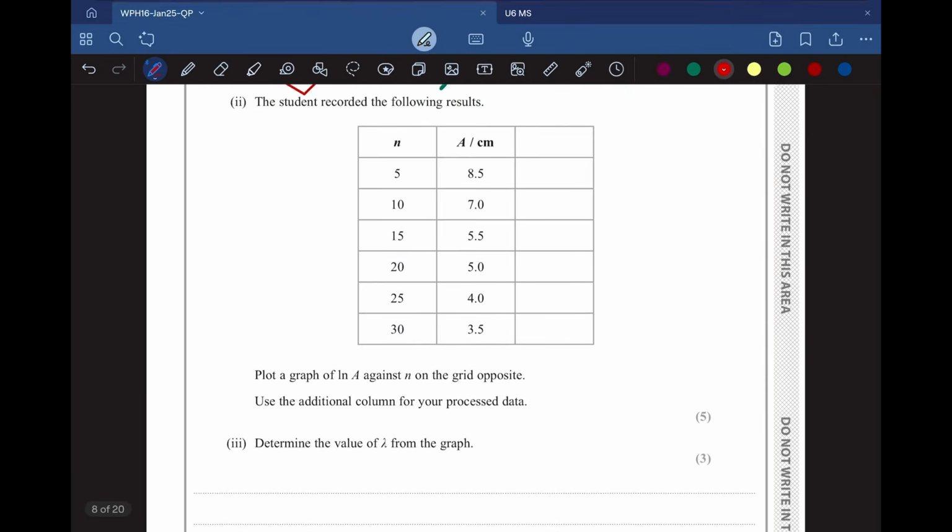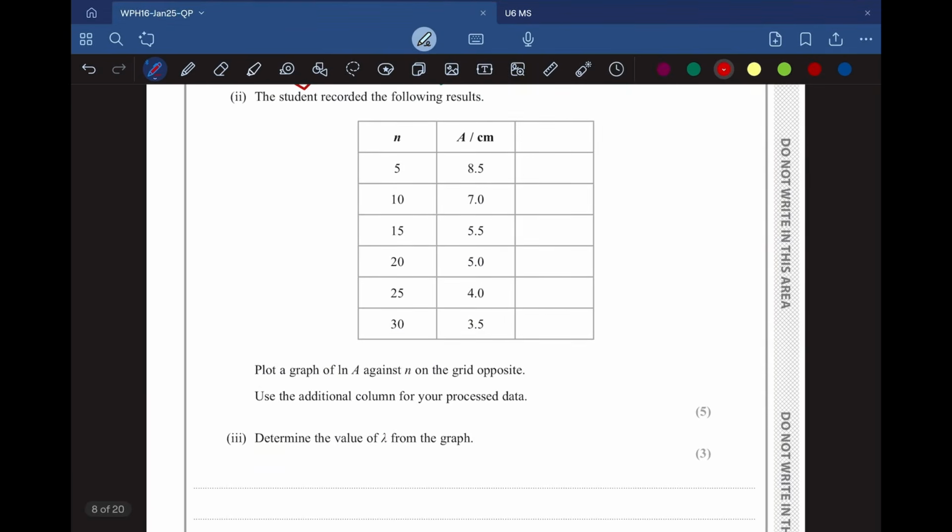It says the student recorded the following results. They have given us this: plot a graph of ln A against n on the grid opposite. So we will have to draw a graph of ln A against n. n is right here, but we'll have to put ln A. So let's write ln A. Never ever forget to write the unit. If you forget, we'll lose 1 mark. So make sure you are writing the unit, A in centimeter, so ln A in centimeter.